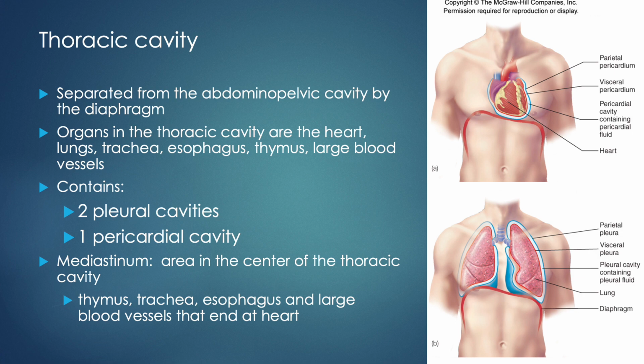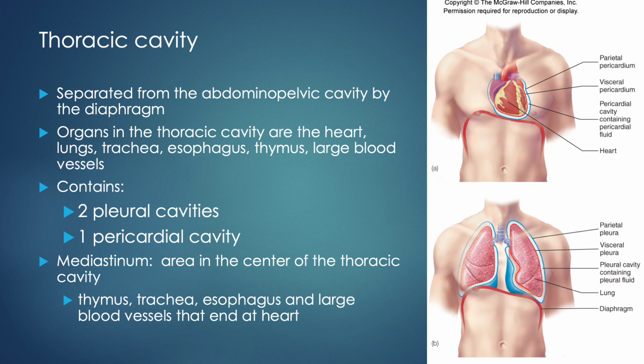And so the organs in the thoracic cavity are going to be our heart, lungs, trachea, esophagus. We've got everything up there, right? The large blood vessels coming out of the heart, the thymus. So then we're going to take it a little bit further and break that down into things that are a little more functionally relevant. We have two pleural cavities inside the thoracic cavity.